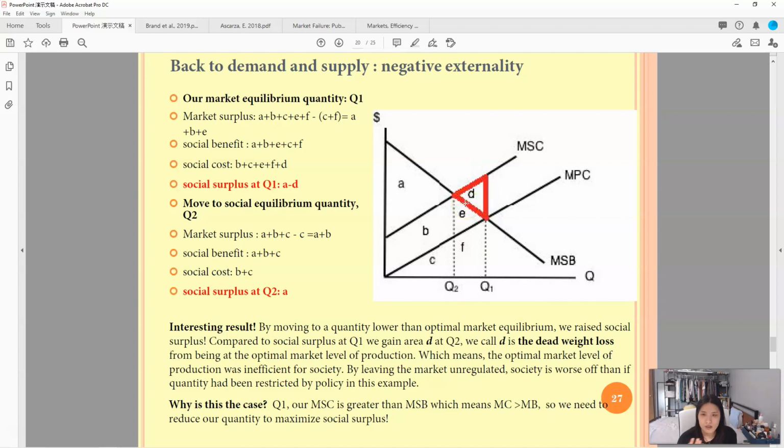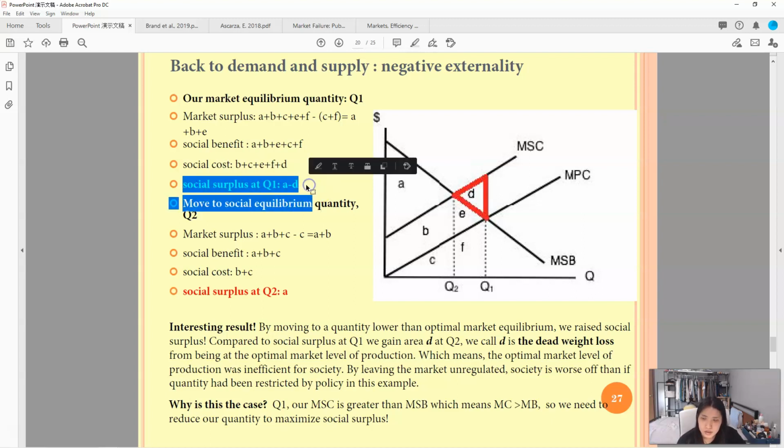So the social surplus would be the difference between social benefits and social costs, and the result is A minus D. So keep in mind that's the social surplus at quantity Q1.